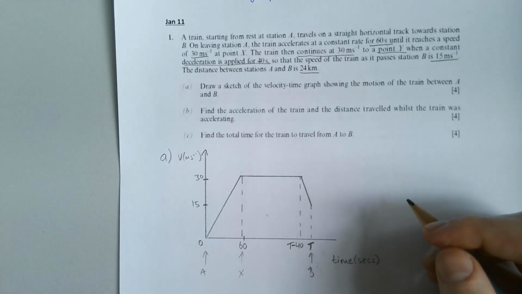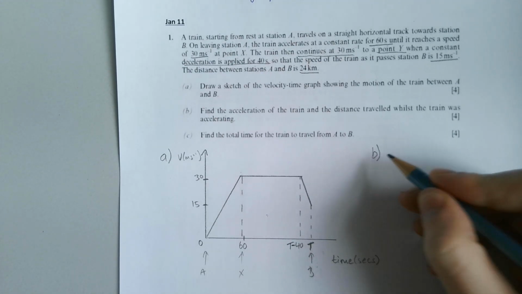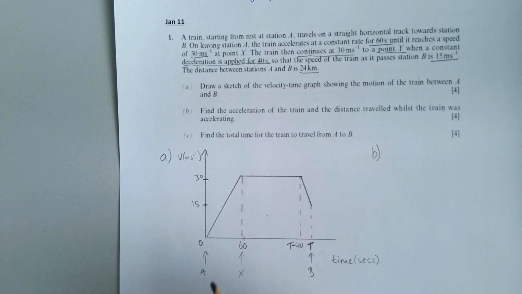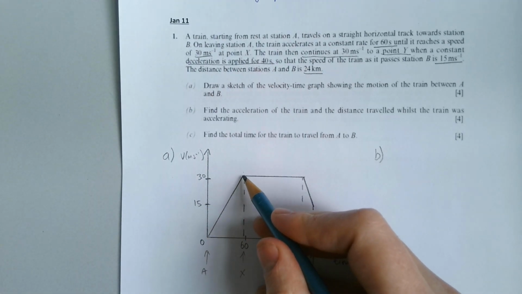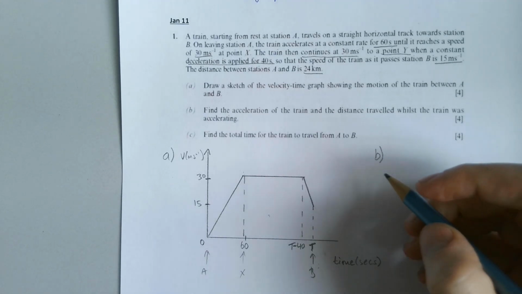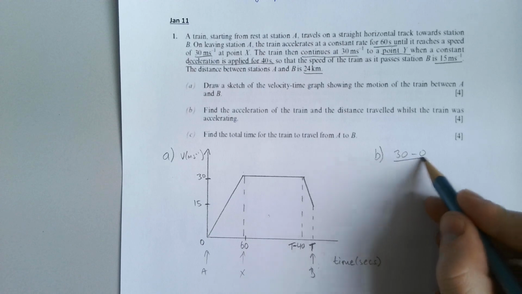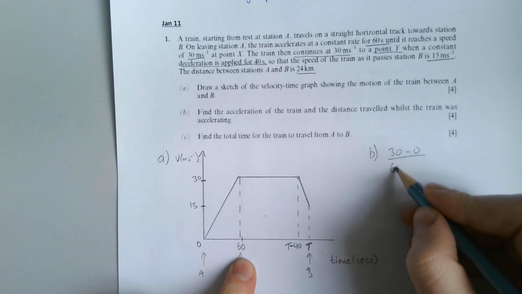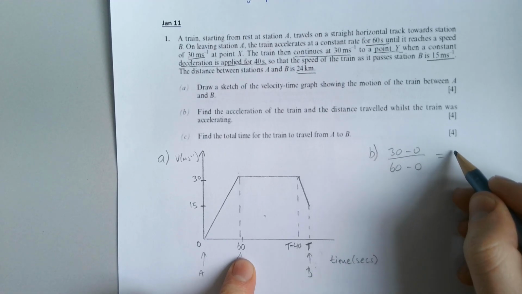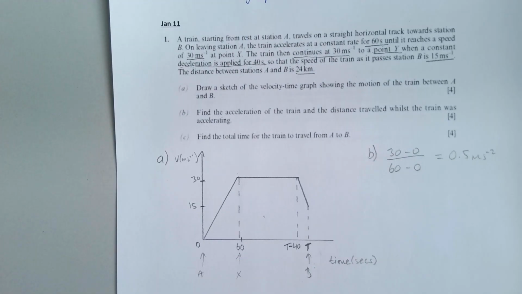Part B, find the acceleration of the train and the distance travelled whilst the train was accelerating. Okay then, so acceleration is just the gradient of the graph. So if I'm looking at this bit here, this is where it was accelerating. All we're looking for is change in y, which is 30 take away 0, divided by change in x. So we've gone from 0 to 60. So that's just going to give us 0.5 meters per second squared.